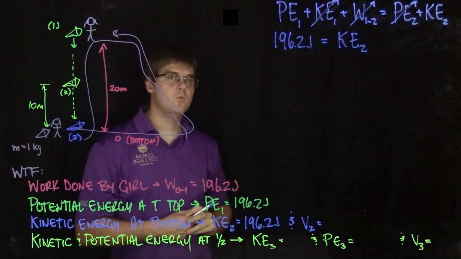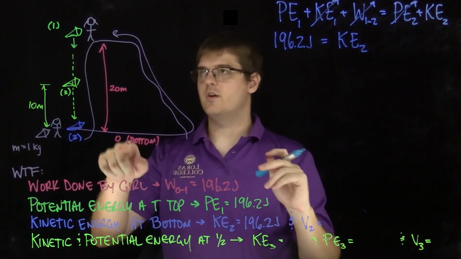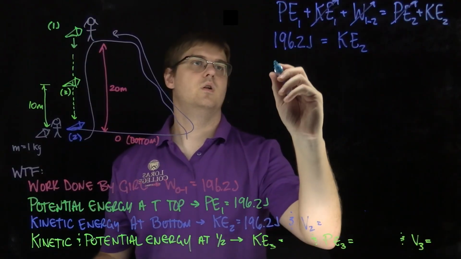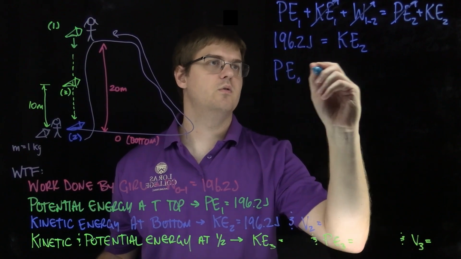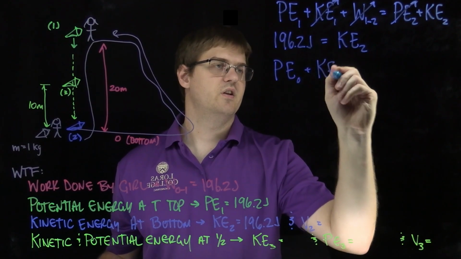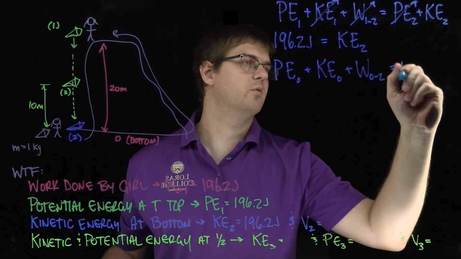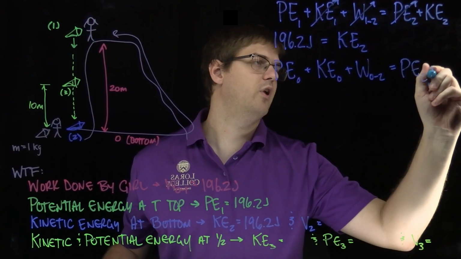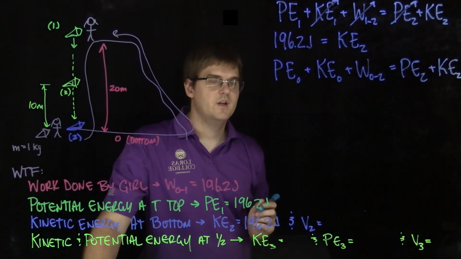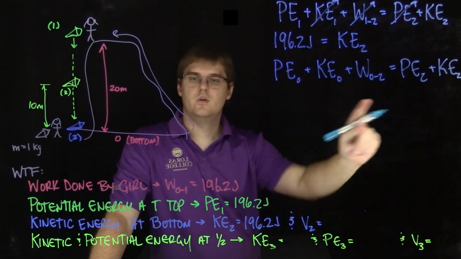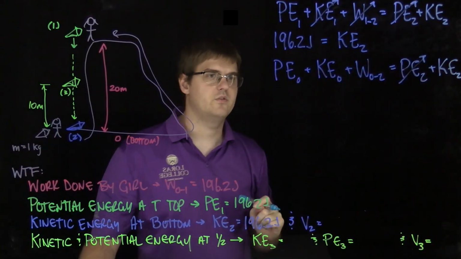Okay, with that, next thing we're asked, well actually before I do that, let's say I want to talk about between 0 and 2. Well, between 0 and 2, I'd write potential energy at 0 plus kinetic energy at 0 plus work from 0 to 2 is going to be equal to potential energy at 2 plus kinetic energy at 2. I already know the potential energy at 2 is 0. We cross that out right above us.